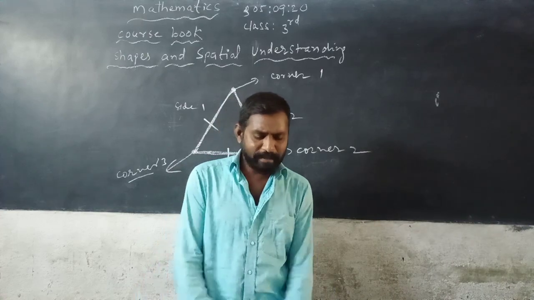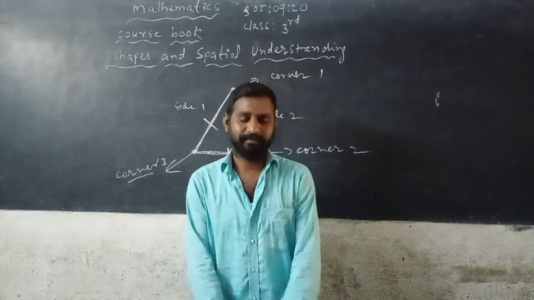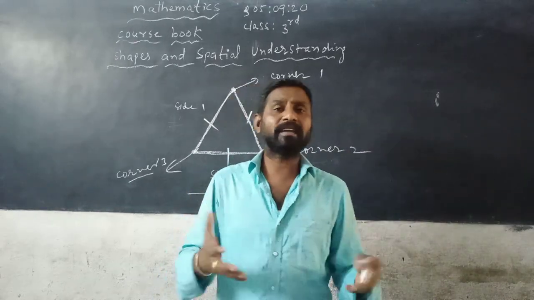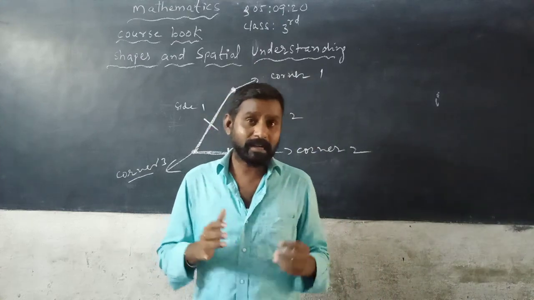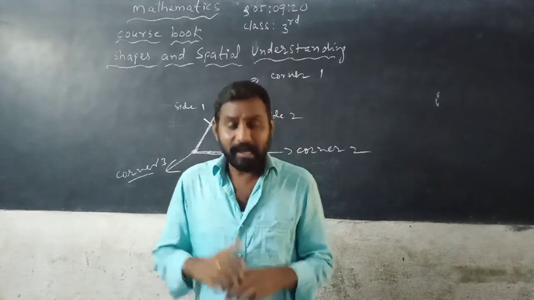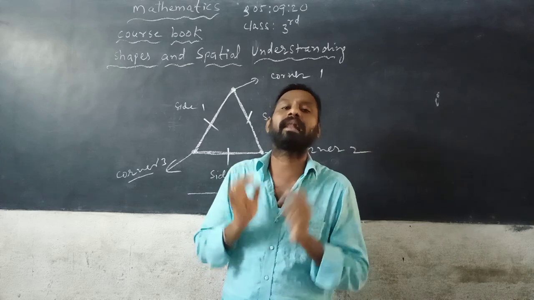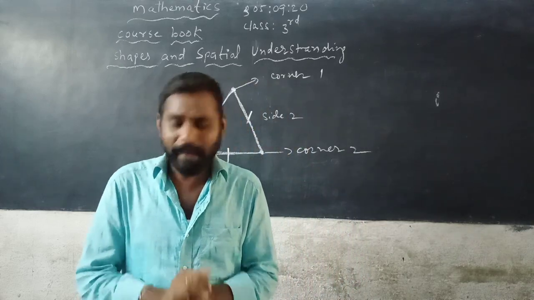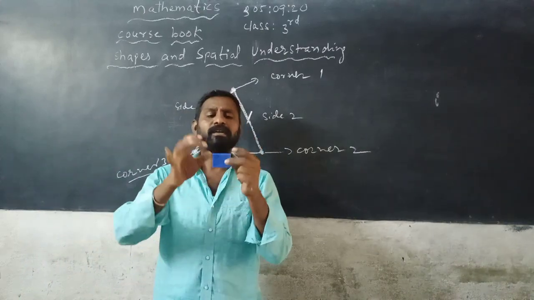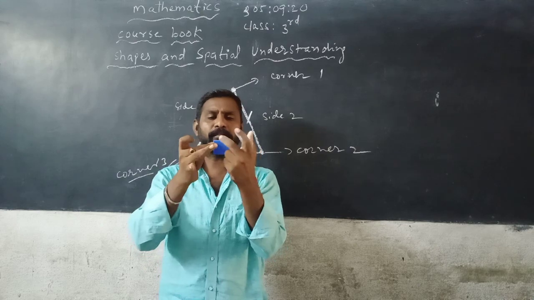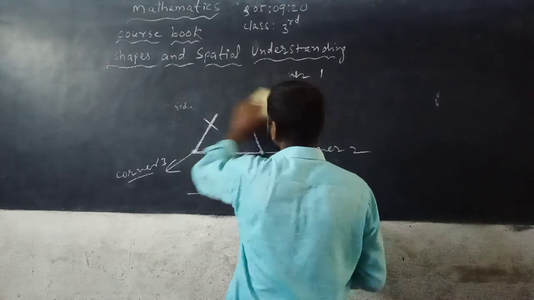So now next, rectangle. A rectangle is a plane figure with four sides and four corners. Corners are nothing but vertices. See, the opposite sides of a rectangle are equal and parallel. See, this is the rectangle. It has four sides and opposite sides are equal. See, once again I will draw on the blackboard.